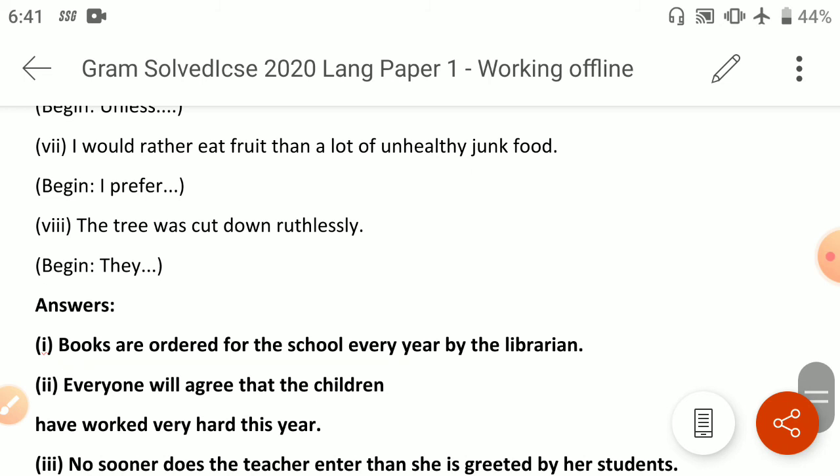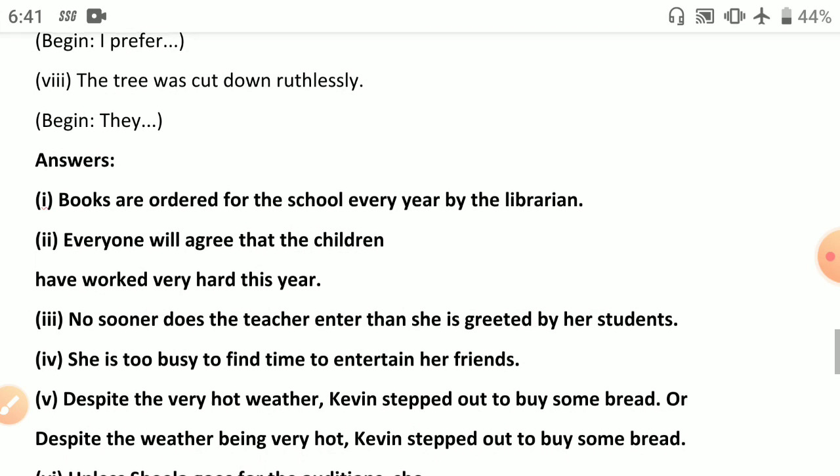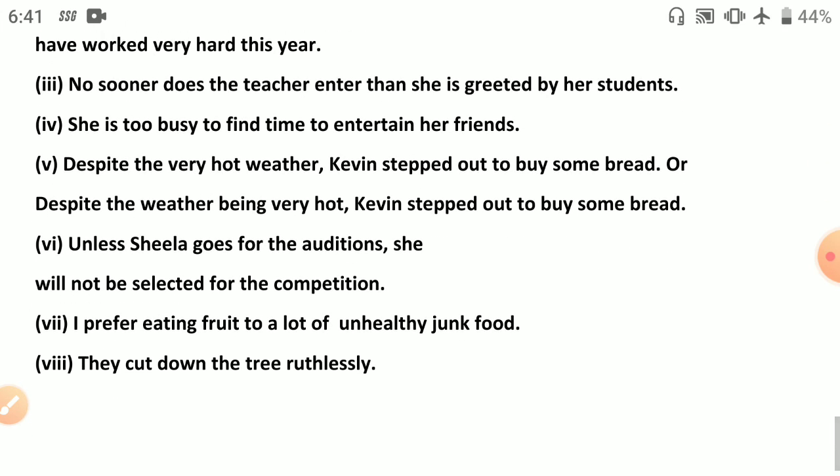Let's do the last one, which is very easy. The tree was cut down ruthlessly. Okay. You can write over here: they cut down the tree ruthlessly.